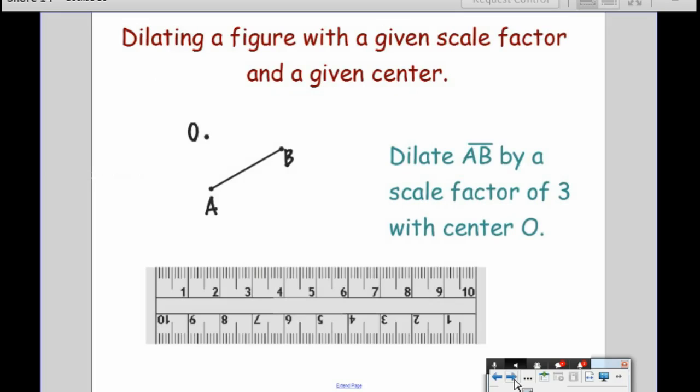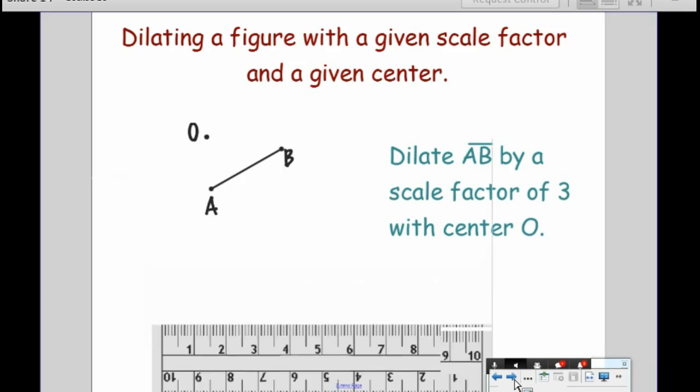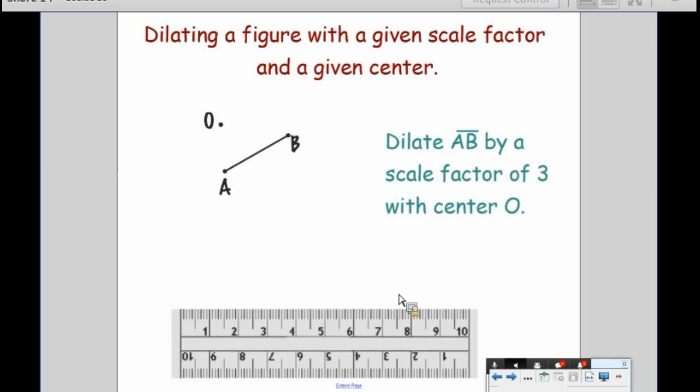Okay, last thing. Now it's the opposite. I give you the center of dilation, and I tell you to dilate something by a certain scale factor. You're going to start off by doing the same thing. You're going to take your ruler, use that as a straight edge, and connect the dots. Okay, so that's step 1, connecting. That was step 1 in the other 2 slides as well.